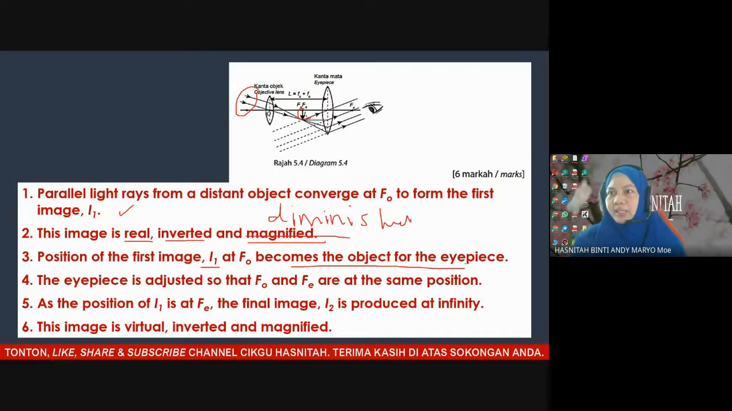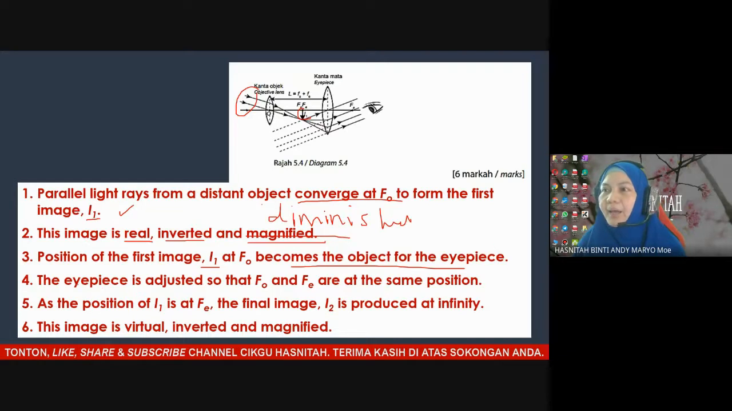Okay, so you can see the sequence first. You tell the parallel ray from distant object converge at FO, form the first image. Okay, converge at FO, form first image. Then characteristic of the first image, real, inverted, and diminished. Okay, please make a correction on this. Okay, and the position of the first image, the first image will become the object for the eyepiece. This is the third mark.